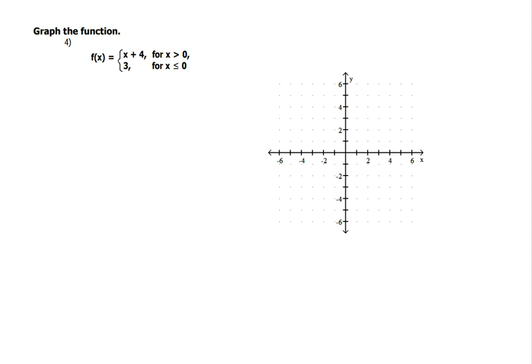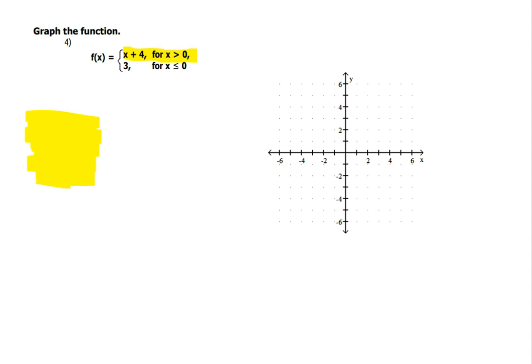Okay, for this function, we want the piecewise function x plus 4 for any x coordinates greater than 0, and then just the horizontal function of f of x equals 3 for any x's less than or equal to 0. So for this one, there we go. For this one here, I'm just going to make a table of values.